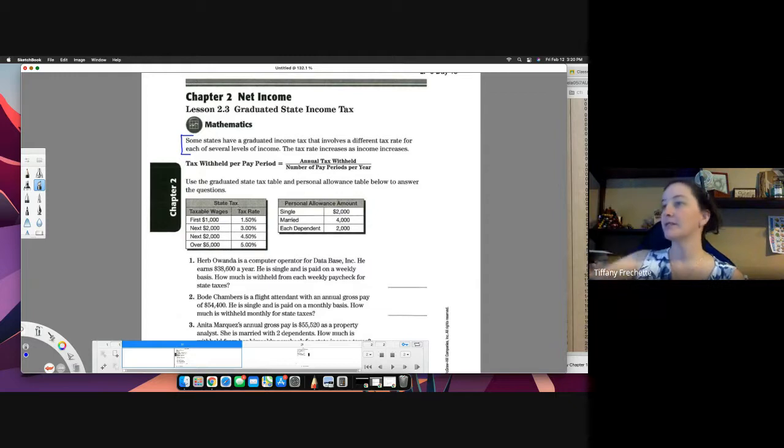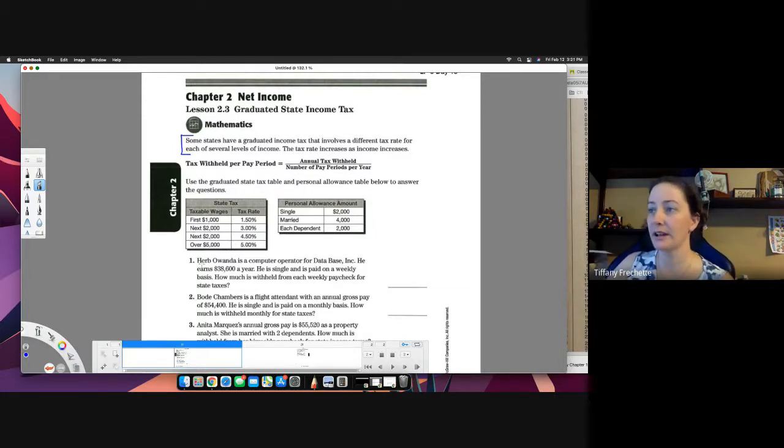So we have the state taxes, taxable wages. The first $1,000 is 1.5%. The next $2,000 is 3%. The next $2,000 is 4.5%. Over $5,000 is 5%. So we have 4 levels that we have to take into account here. We also have to take into account personal allowances. So this was also part of Section 2.2 where you had to make sure you're paying attention. Are they married? Are they single? Do they have dependents?